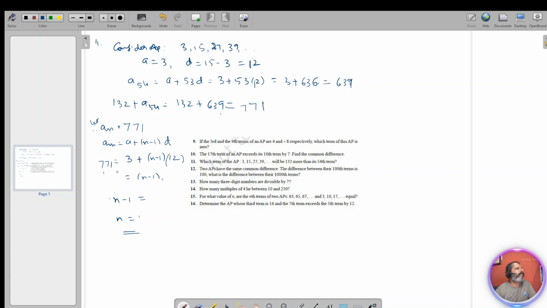a plus n minus 1 into d. 771 minus 3 means 11 minus 3 is 8. 768 into 12. So 768 by 12. 12 ones are 12, 12 6s are 72. 4 carry 48. 12 6s are 768, right? 12 4s are 48. Okay. So n minus 1 is equal to 64. n is equal to 64 plus 1, 65.